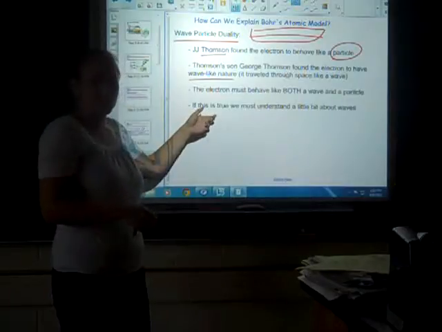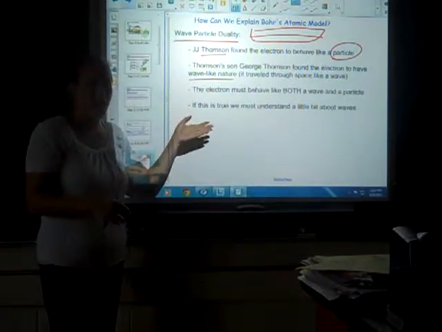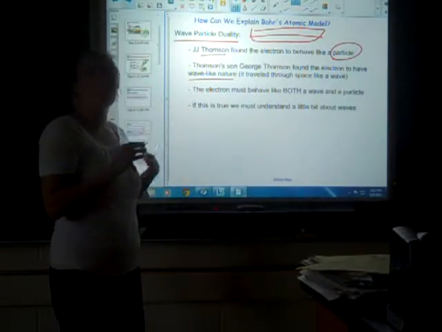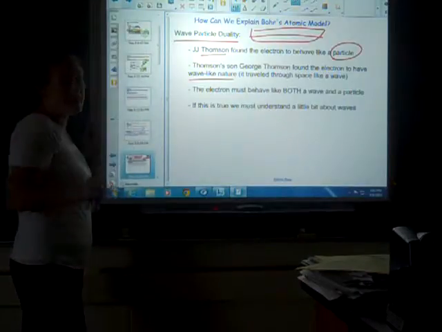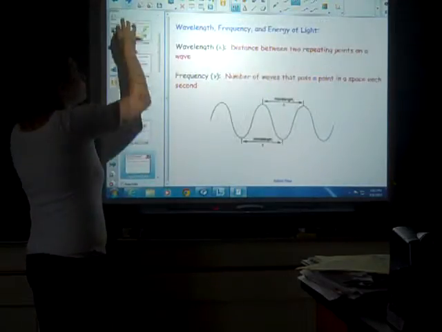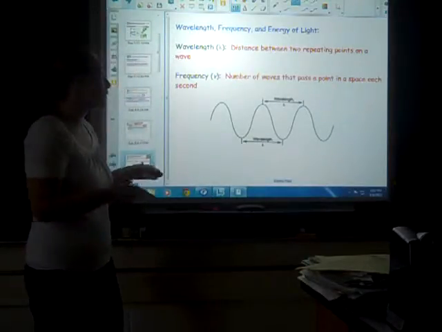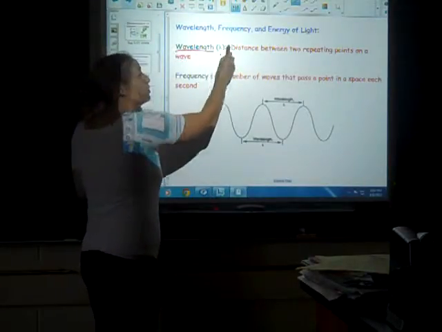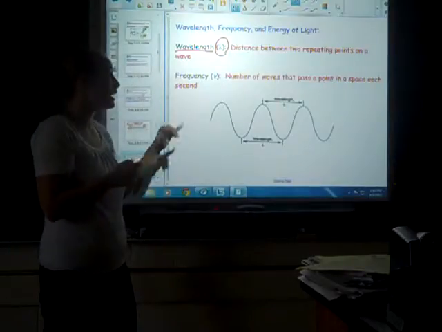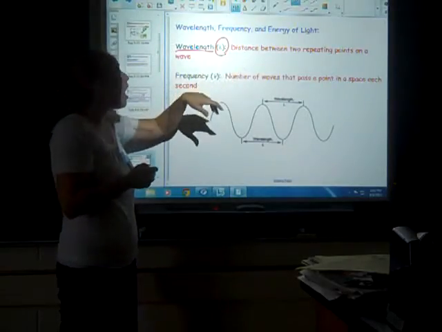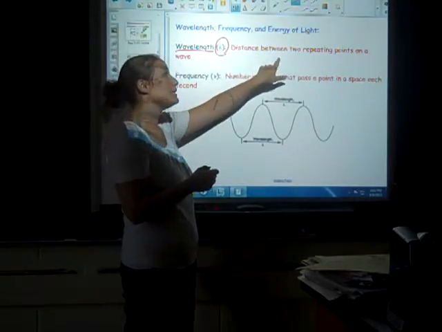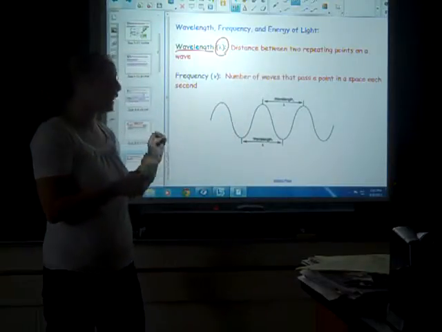So if this is actually true, if electrons do possess properties of a wave, then we need to know a little bit about waves. If you've taken physics, this is going to be a review for you. But there are two vocab words that we need to know in regards to waves. The first is wavelength. You'll notice it's a lambda symbol. Okay, it's right in your reference tables. It is defined as the distance between two repeating points on a wave.